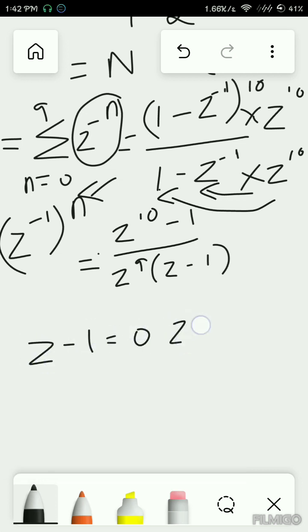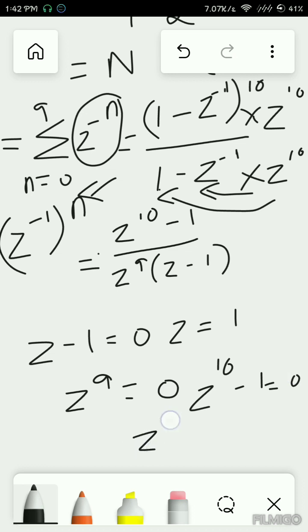Z equal to 1, that is z to the power of 9, which is equal to 0. And also you can see that z to the power of 10 minus 1 is equal to 0, so z to the power of 10 is equal to 1. Now you have some poles: you have 9 poles over here in the center, since z to the power of 9 is equal to 0.